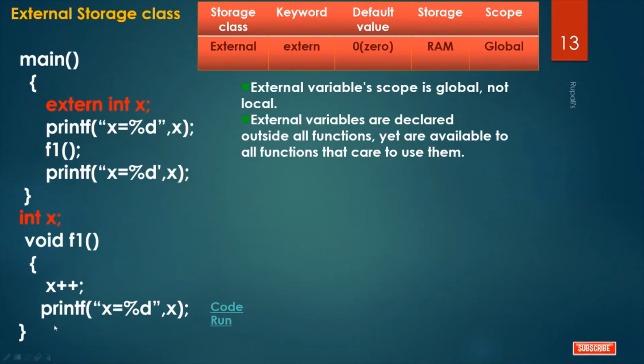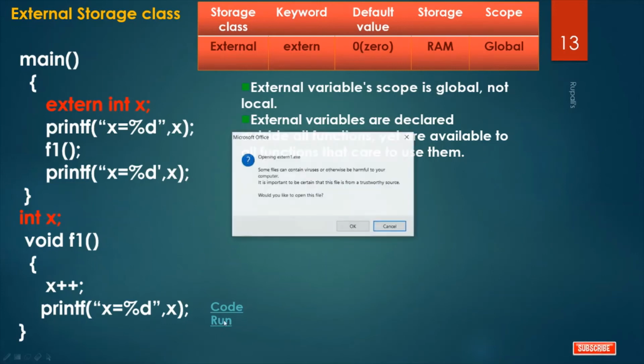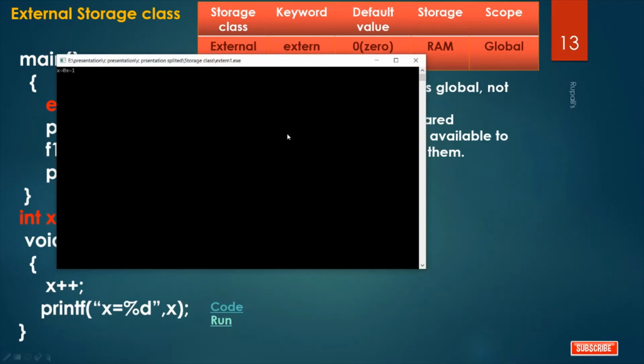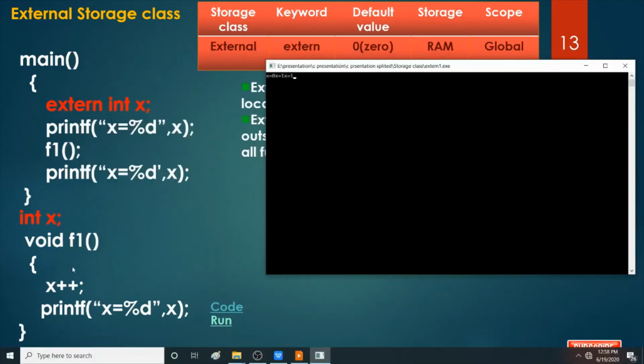So see this code carefully. When we run the program, we get the output. First time, because the default value of an extern variable is 0, it prints 0. Then we call the f1 function. It is incremented in this function. What is the value of x now? It is 1. Now again when I want to print, because it is a global variable, it again prints 1.